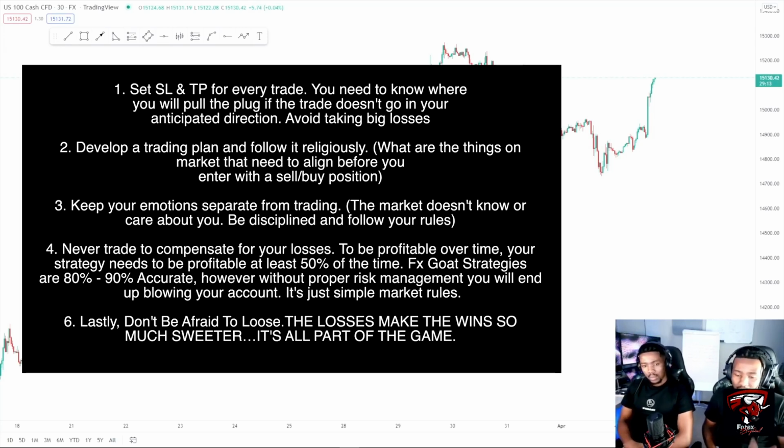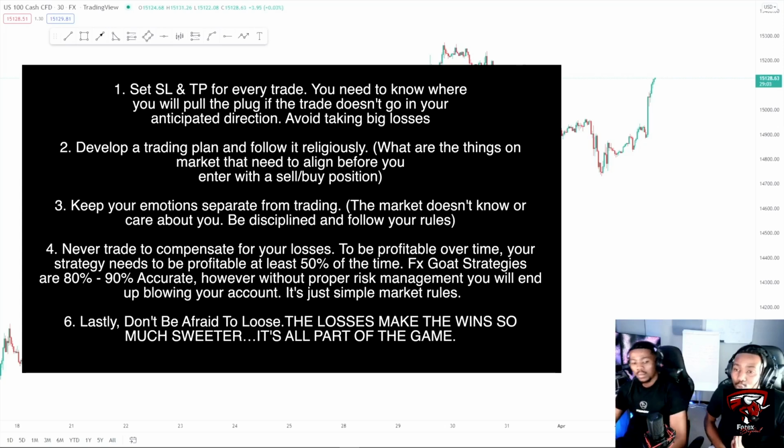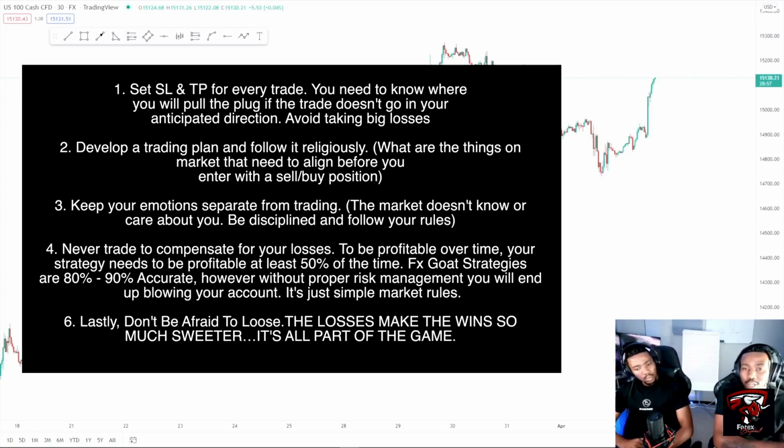To be profitable over time, guys, your strategy needs to be at least 50%. You need to be at least 50% for you to be profitable in the trading market. And luckily, guys, for you as Fxgoats, our strategies are actually accurate from 80% up to 90%, depending on the level of knowledge that you have, guys. We always cater for our losses, guys. Our losses can be from 20% to 10%.